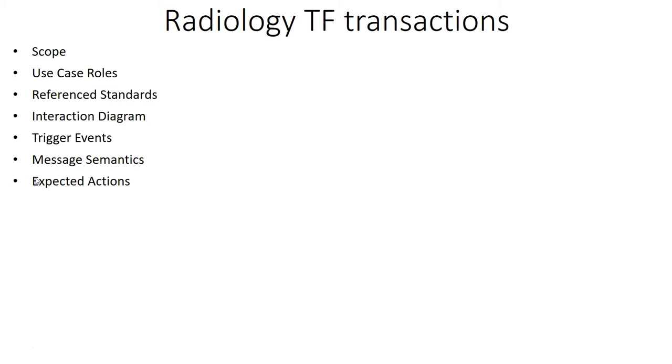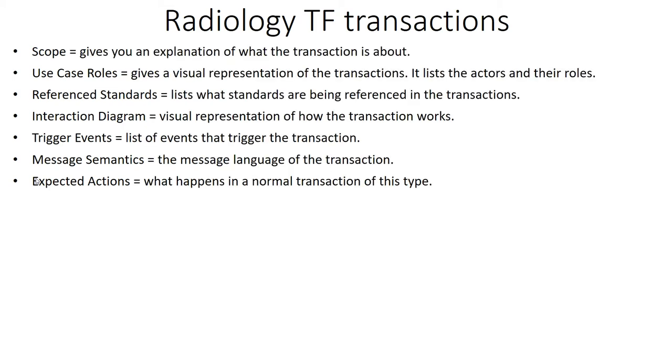Those 7 sections are scope, use case roles, reference standards, interaction diagram, trigger events, message semantics, and expected actions. So here's a definition of each of these sections. Scope. Scope gives you an explanation of what the transaction is about. Use case roles gives a visual representation of the transactions. It lists the actors and their roles. Reference standards lists what standards are being referenced in the transactions. Interaction diagram, a visual representation of how the transaction works. Trigger events, list of events that trigger the transaction. Message semantics, the message language of the transaction. The expected actions, what happens in a normal transaction of this type.